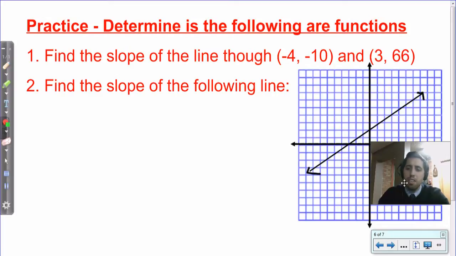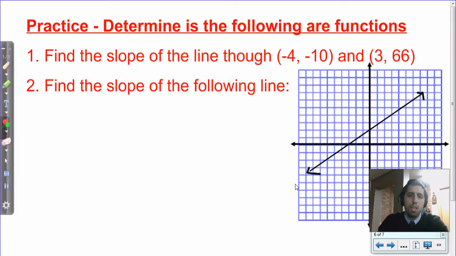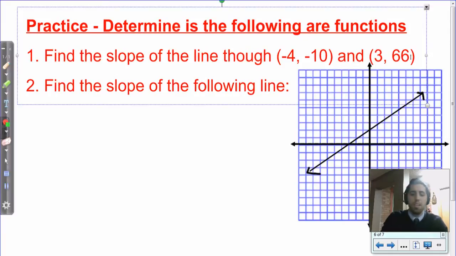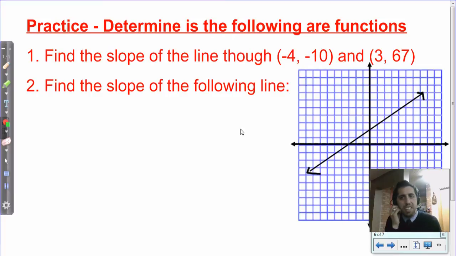I'm not going to give you a word problem just yet. Instead, I'm going to give you these two to do on your own. The first says, find the slope of the line through negative 4, and I hope you're listening because I'm going to change this. Negative 4, negative 10, and 3, 6, 7. That'll work out a little nicer for you, I think.